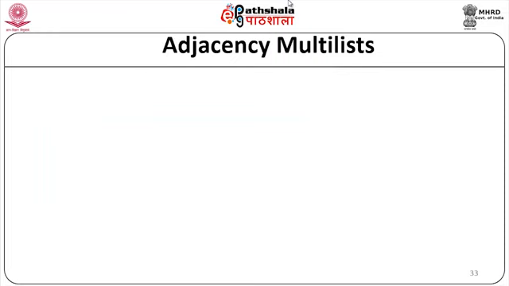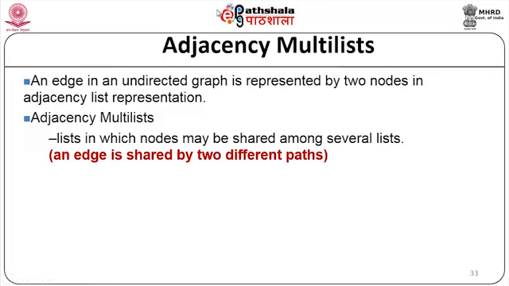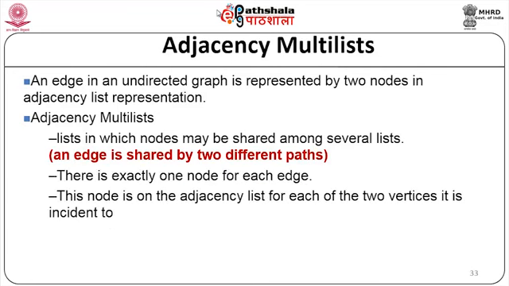Next you have adjacency multi-list. Now, here an edge in an undirected graph is represented by 2 nodes in the adjacency list representation. In adjacency multi-list, a list in which nodes may be shared among several lists, an edge is shared by 2 different parts. There is exactly 1 node for each edge. This node is on the adjacency list of each of the 2 vertices it is incident to.